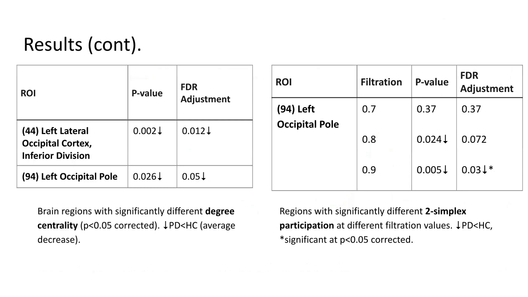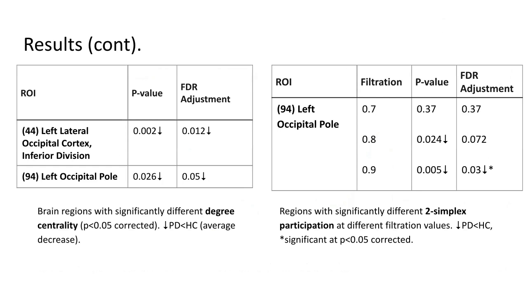Analysis of regional influence through degree centrality and two simplex participation revealed two regions in the occipital lobe, the inferior left lateral occipital cortex and the occipital pole, to exhibit significantly less influence on the global network in PD patient brains. Degree centrality quantifies the sheer influence of a region through the sum of all its connections. And two simplex participation quantifies the amount of network triangles a region is a part of.